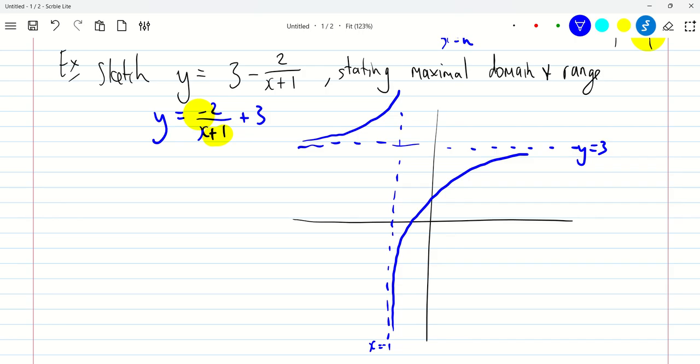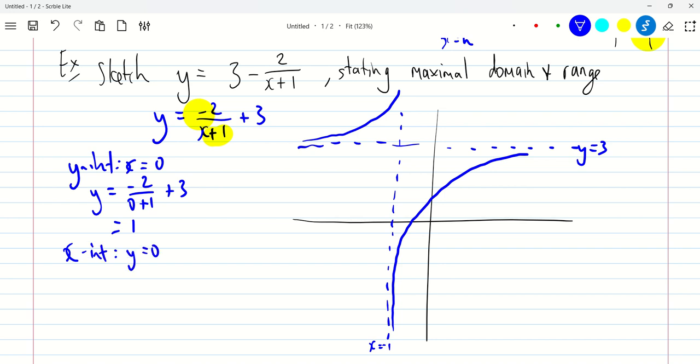We could also put some, depending on what the question asks for, it'll be helpful to know what the x and y intercepts are. It looks like we're going to have some x and y intercepts there, so that would be helpful to find out. So let's just quickly do that, because that always gives us more information. So y-intercept when x is equal to 0. So y is equal to negative 2 over 0 plus 1 plus 3. So that's equal to negative 2 plus 3, so y is equal to 1. That turned out nice. And similarly, the x-intercept when y is equal to 0.